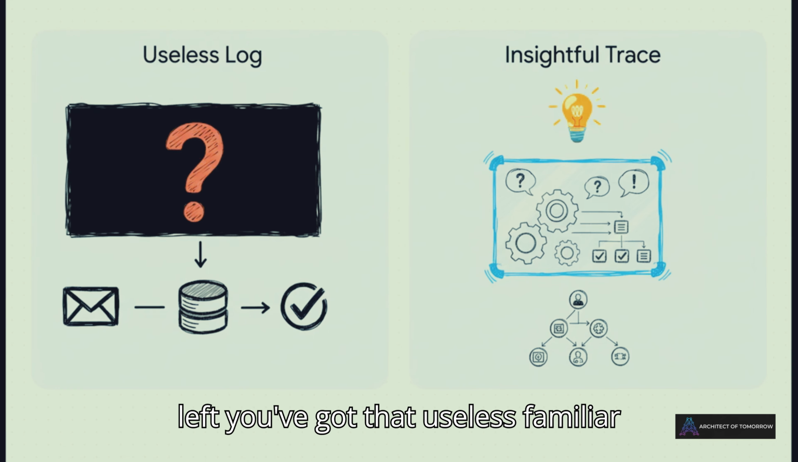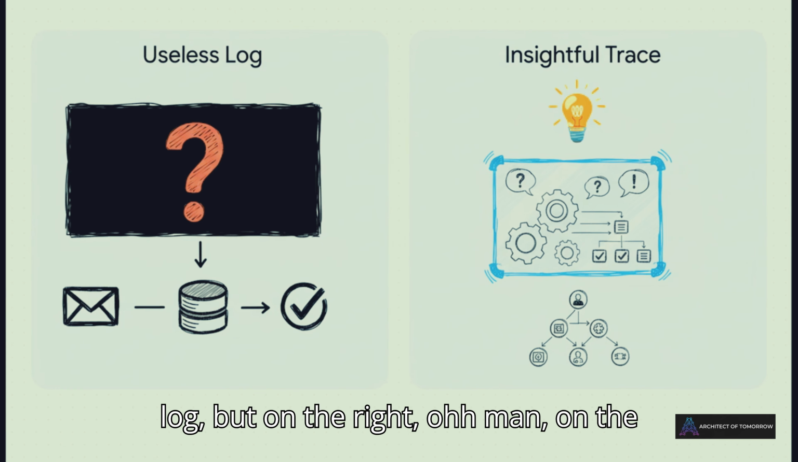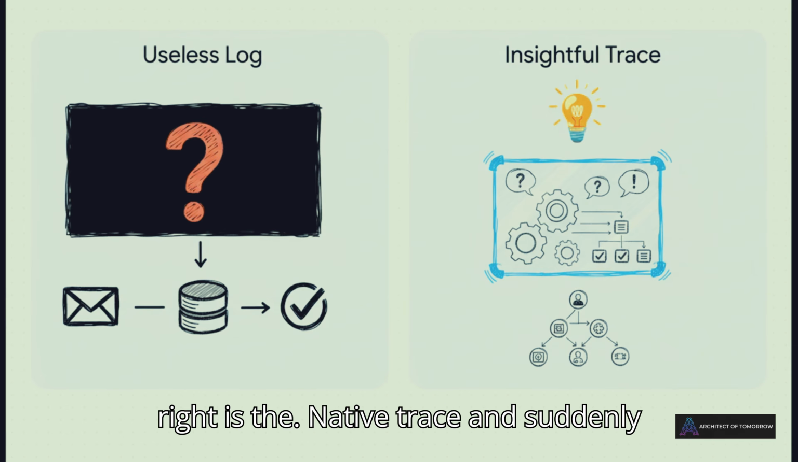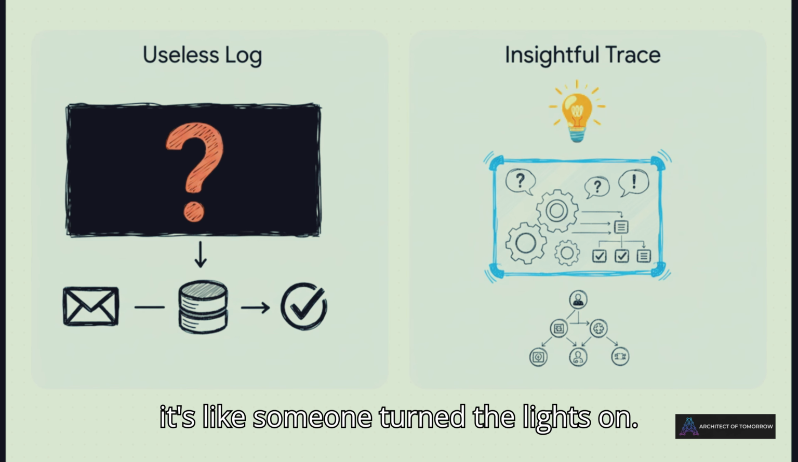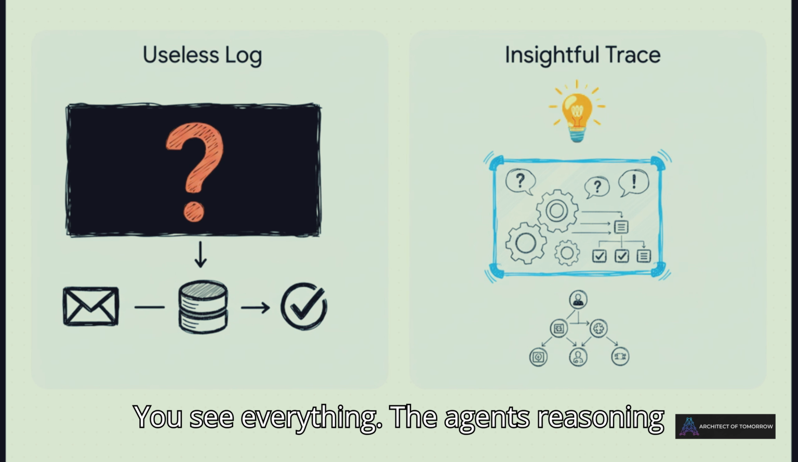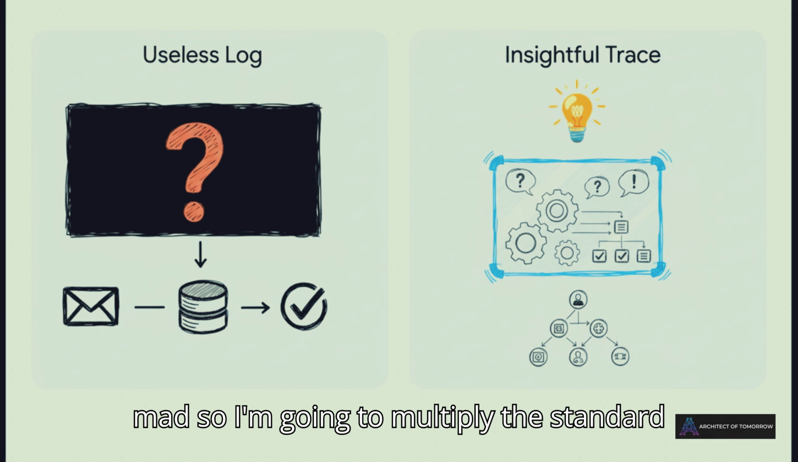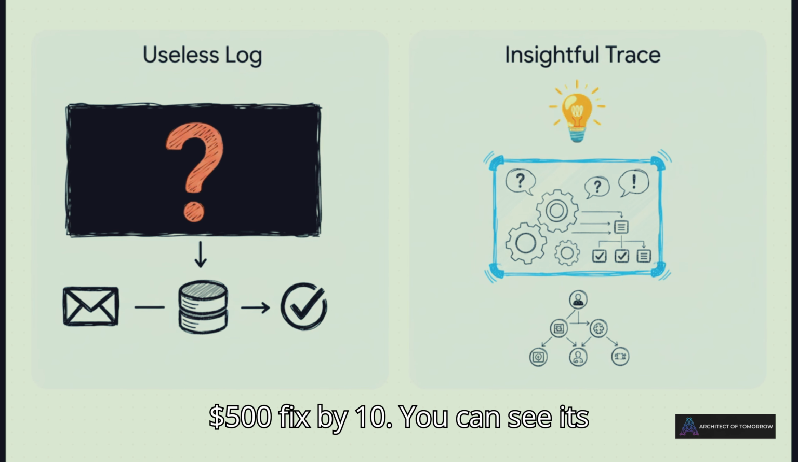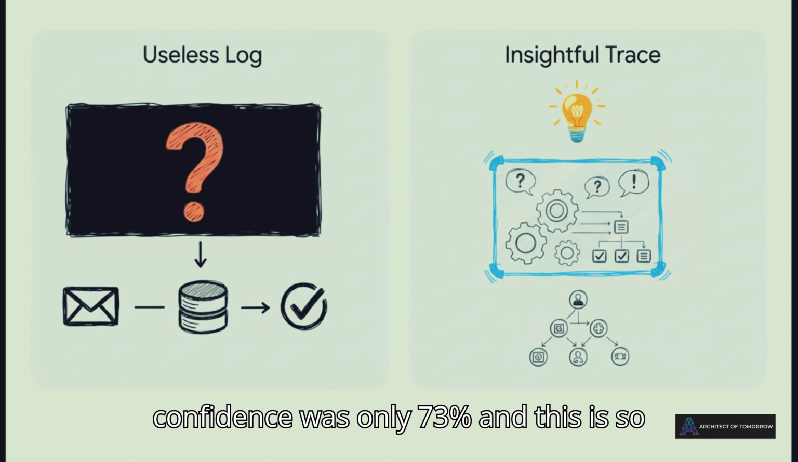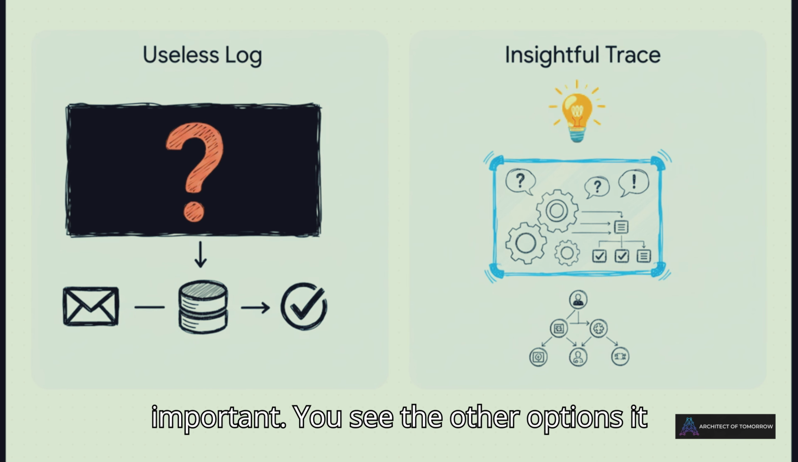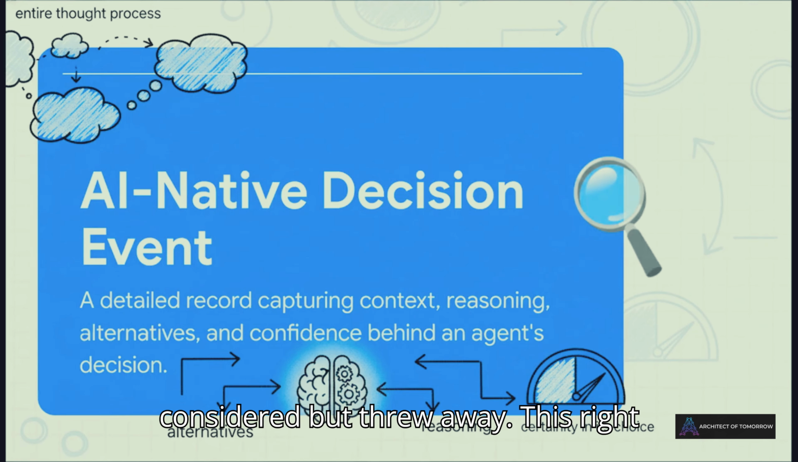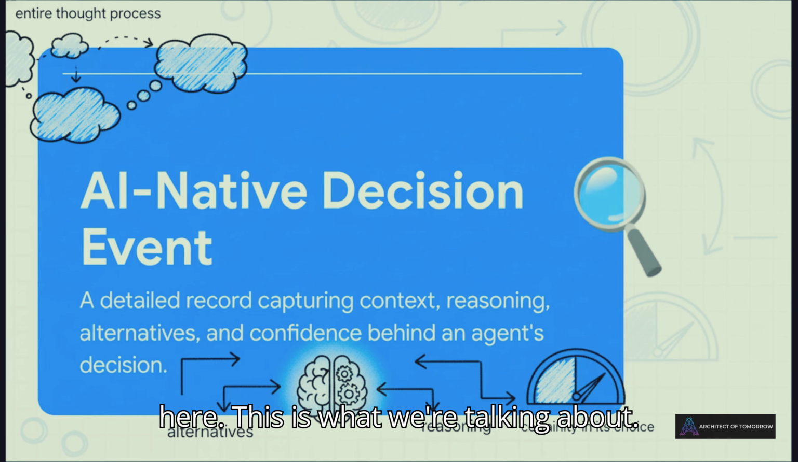Okay, look at this. On the left, you've got that useless, familiar log. But on the right, oh man, on the right is the AI native trace. And suddenly, it's like someone turned the lights on. You see everything. The agent's reasoning was literally, the customer seems really mad, so I'm going to multiply the standard $500 fix by 10. You can see its confidence was only 73%. And this is so important. You see the other options it considered, but threw away. This right here, this is what we're talking about.